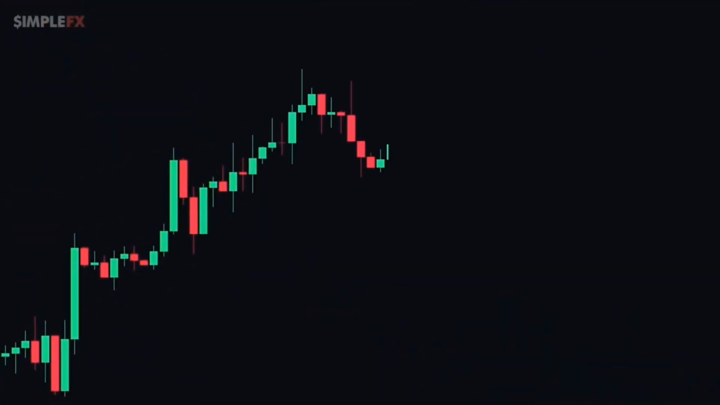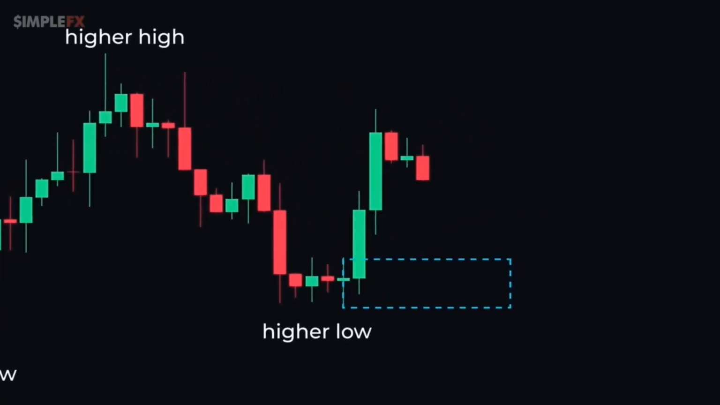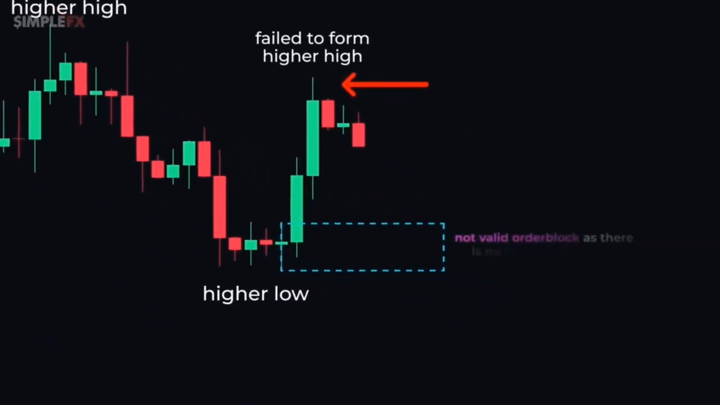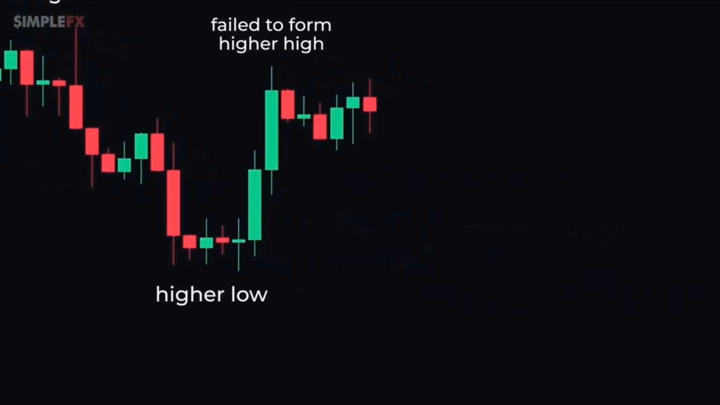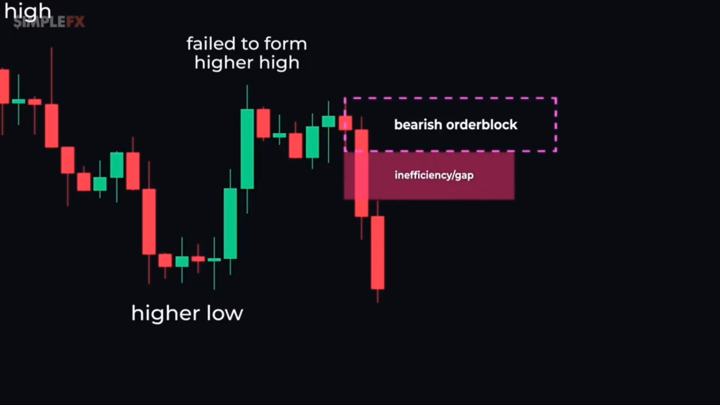Now let's look at another example. In this chart, the price is forming higher highs and higher lows, and we have a possible order block here due to this inefficiency. However, since the price hasn't formed higher highs, we can't count this as a valid order block yet. After waiting some time, the price moves down and forms another possible order block, but this time it's a bearish one. This is shown by the significant downward movement coupled with inefficiency on this red candle.